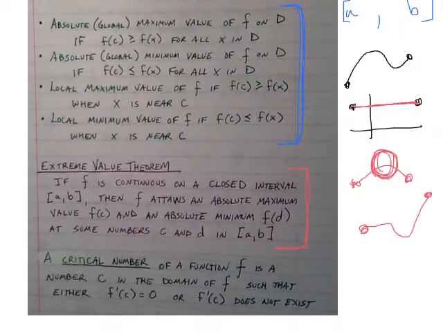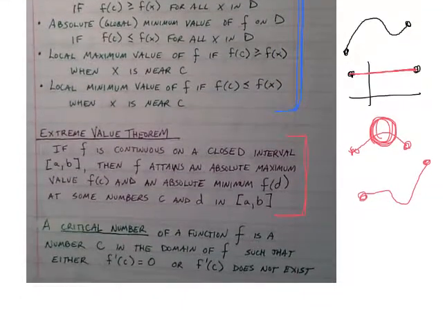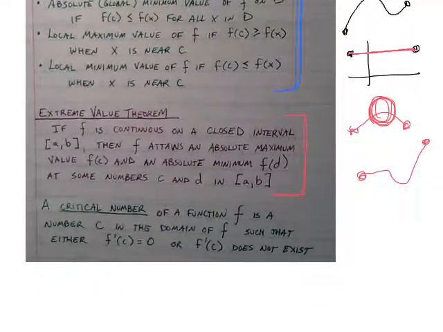And if we're going to look for our local or global max and mins, we need to identify what are called critical numbers. A critical number of a function is a number c in the domain such that either f prime of c equals 0 or f prime of c does not exist. So if we're going to look for global and local max and mins, we need to find all of our critical numbers. Either the derivative equals 0 or the derivative does not exist.